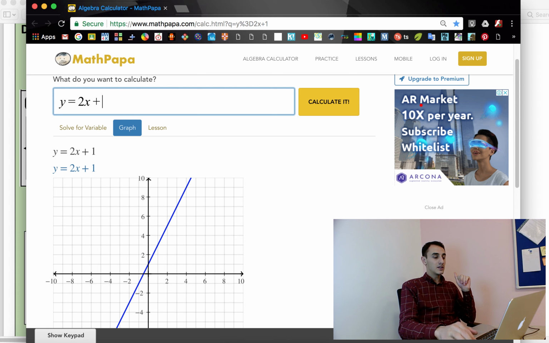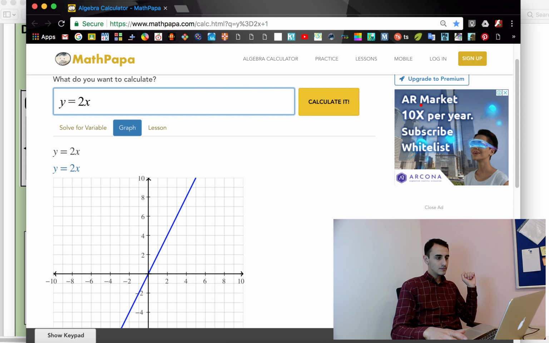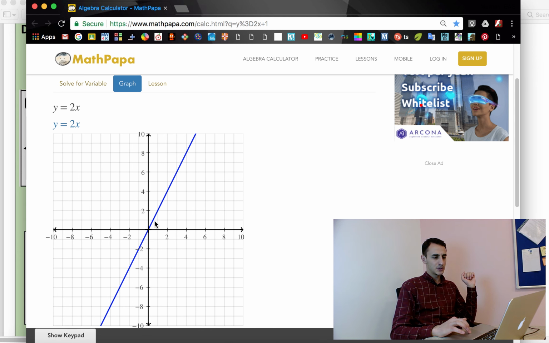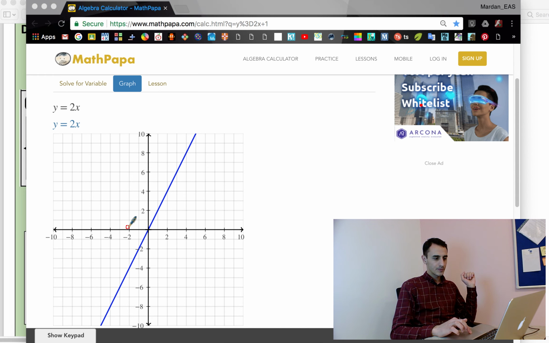Okay, let's see. First, let me delete 1, and we have just number and x. Number multiplied by x, a number in front of x. So 2x. Okay, y is equal to 2x passes through the origin, 0, 0 here. Okay. And so, for example, you see, this is 2. If we put 2 in this function, it will be 2x, it will be 4, right? And you see, this is 4.